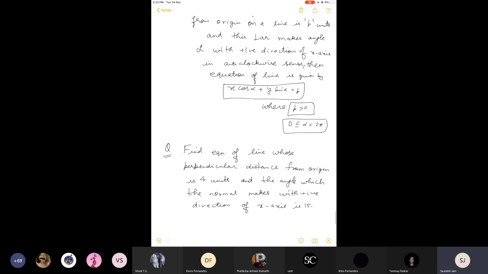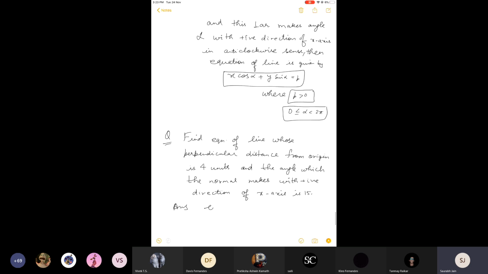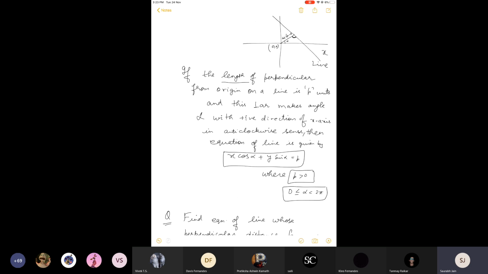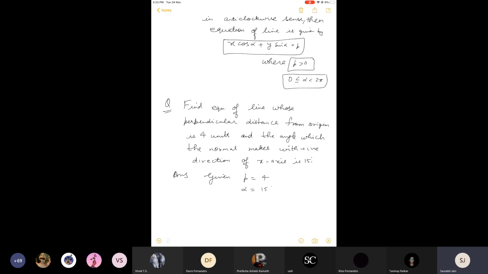We have to find the equation of line whose perpendicular distance from origin is 4. So what is given? p is given. p is 4. And the normal makes 15 degrees with positive x-axis. This is the same angle that we need in our equation. Okay. We need two values, p and alpha. Both are given directly. So the rest is just finding the equation of line. Therefore, equation of required line.